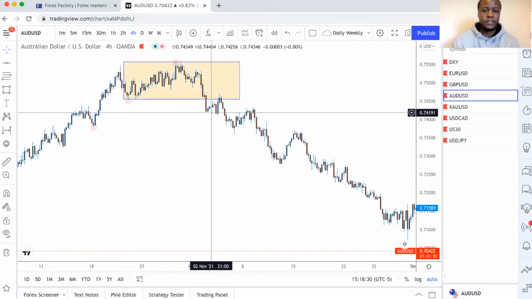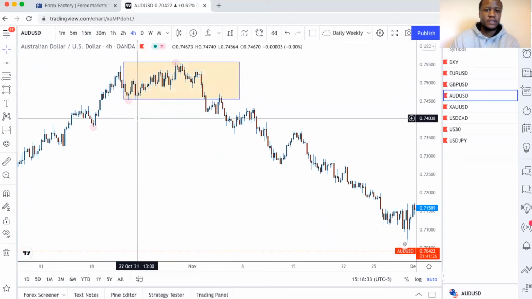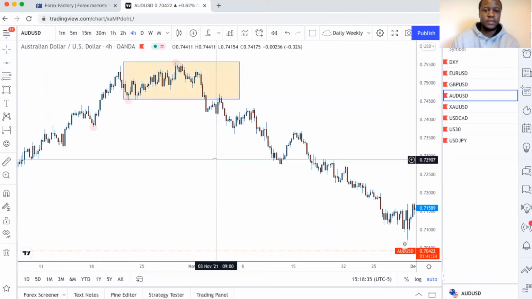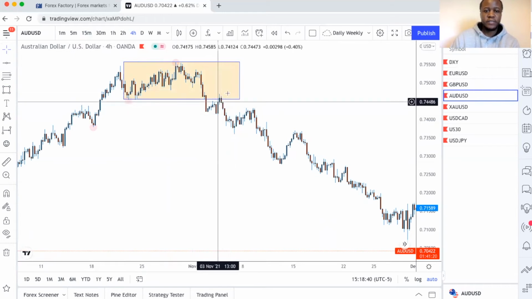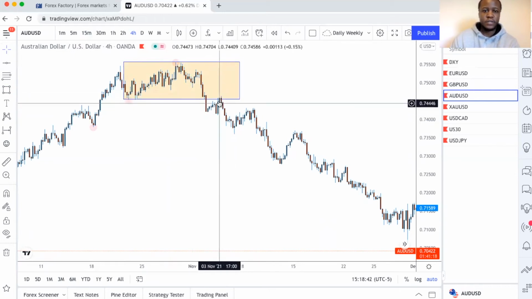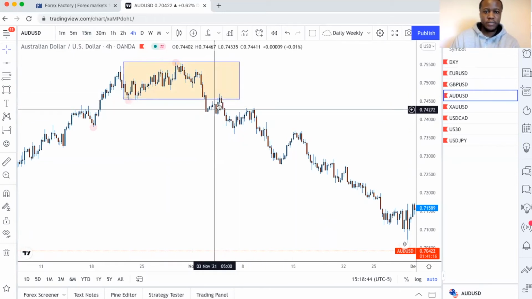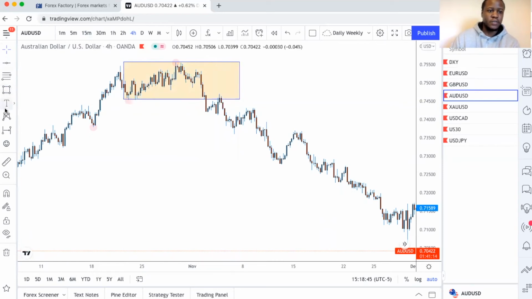So now look, it's broken right here. And look where it comes back to right here. Doesn't always do it, but the majority of the time it will do it. And then you got your 3-pin pattern right here. So we're back on the downside now.